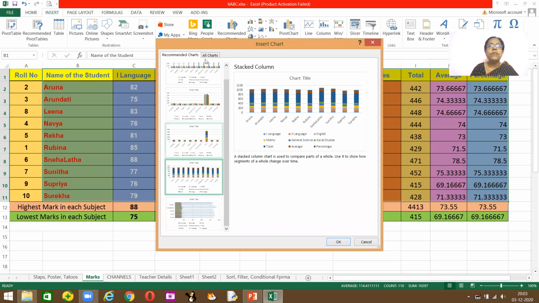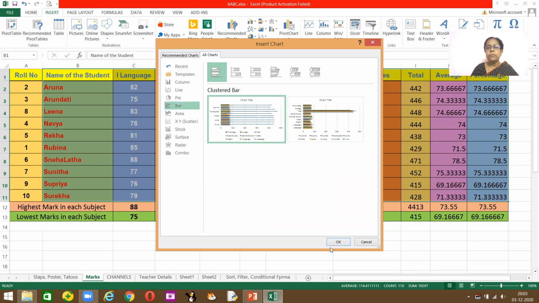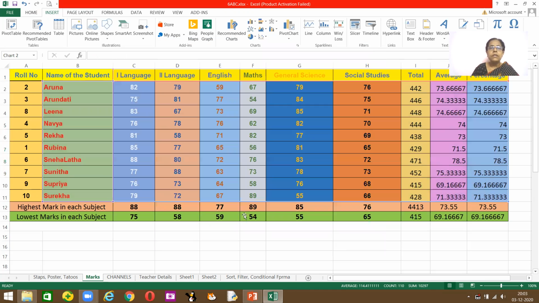If you like this, it would look like this. Okay, if you say all charts from here, you'll get all different types of charts. You can select area chart. Area chart looks like this. The column chart would look like this. Definitely, I want you to do it in the column system. This is the bar chart. So I'm selecting the bar chart. So this is the bar chart.